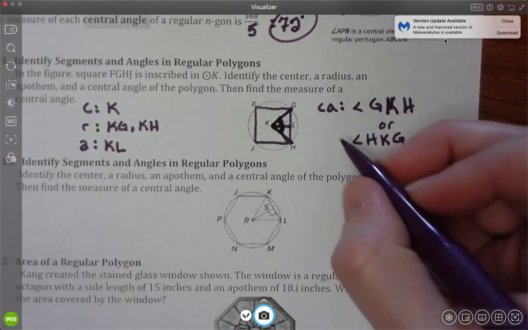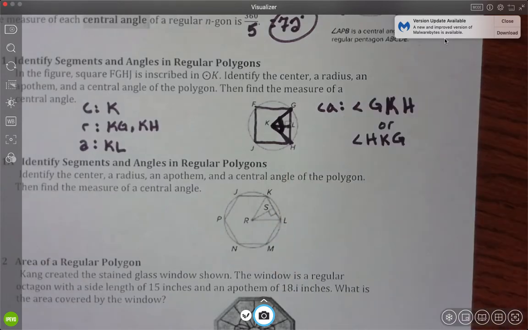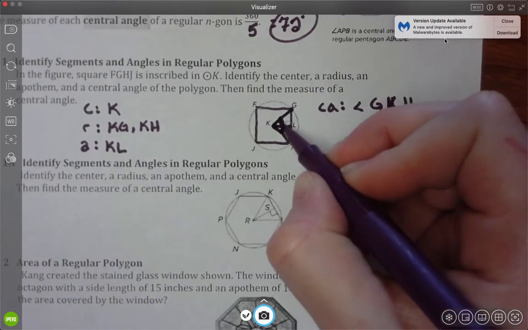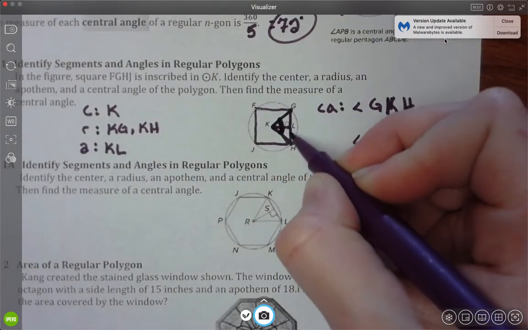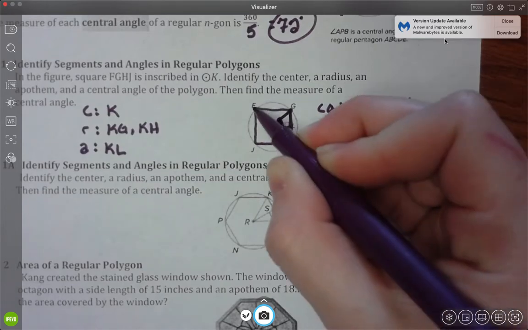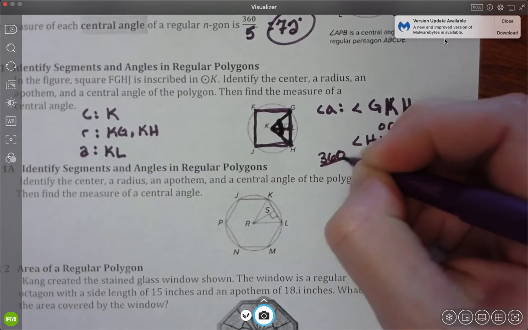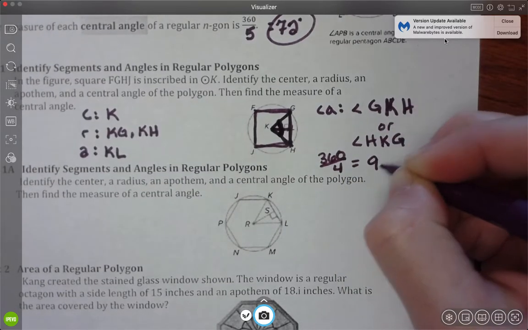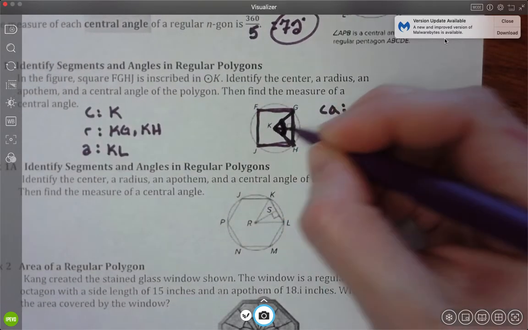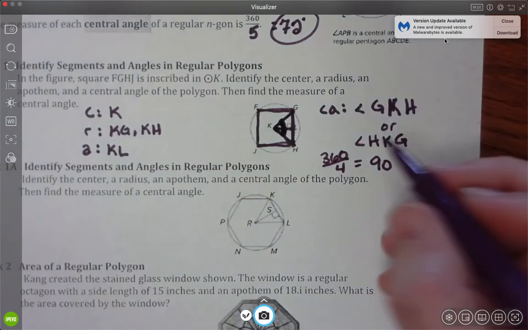Then they want to know what the measure of that is. So how many of these angles will be all the way around? Well, how many sides are there? 1, 2, 3, 4. If I take 360 and divide by 4, that's 90 degrees. So this angle right here is a 90-degree angle, and that's what my central angle is.